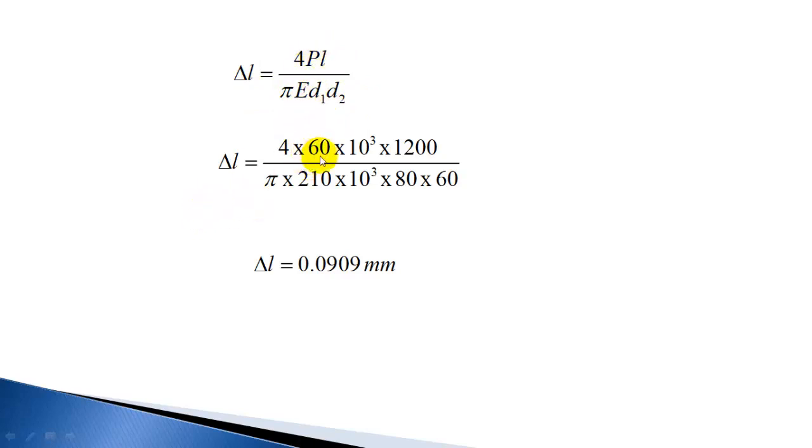P you can substitute 60 into 10 raised to 3. Length is 1200 mm. Young's modulus is 210 into 10 raised to 3. D1 and D2 are 80 and 60. So substituting, you will get delta L as 0.0909 mm. So this is the deformation produced in the bar due to axial pull of 60 kN. Let us work out another example.